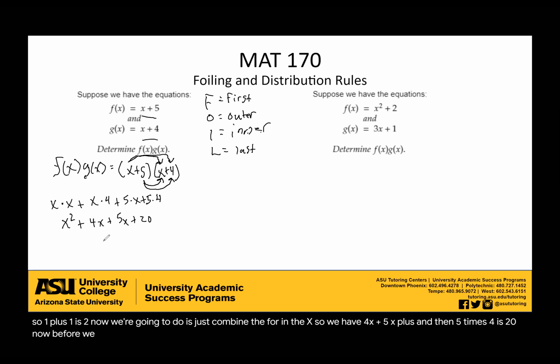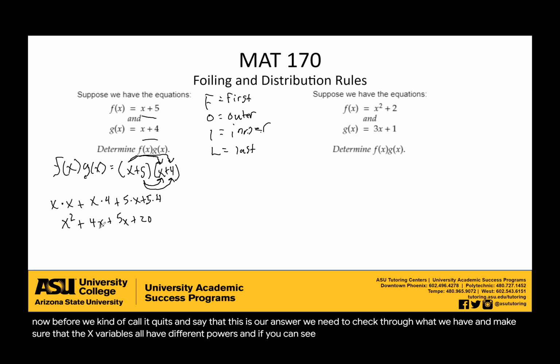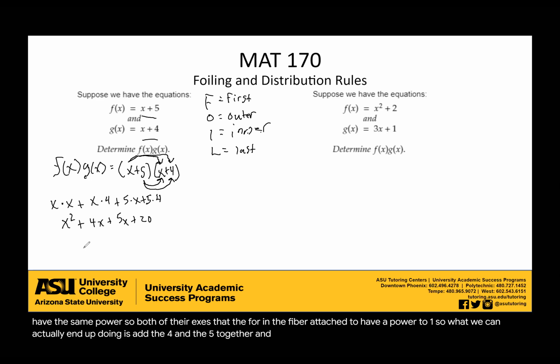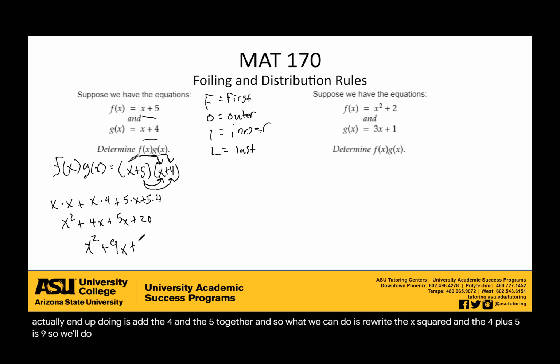Now, before we call it quits and say that this is our answer, we need to check through what we have and make sure that the x variables all have different powers. As you can see, we have this 4x here and this 5x here, and they have the same power. Both of their x's have a power of 1. So we can add the 4 and the 5 together, which is called combining like terms. We rewrite the x squared, and then 4 plus 5 is 9, so we'll do 9x plus 20. Since now we don't have a variable with the same power, we can call this our final answer.